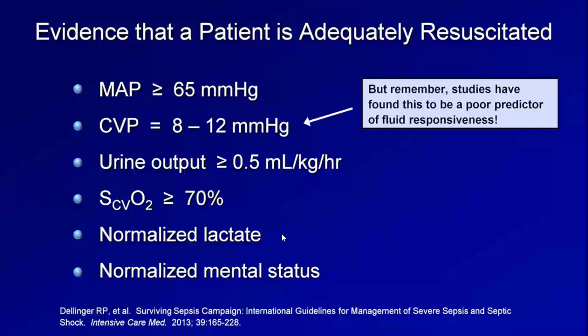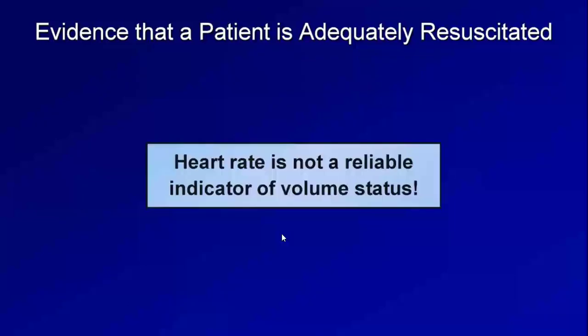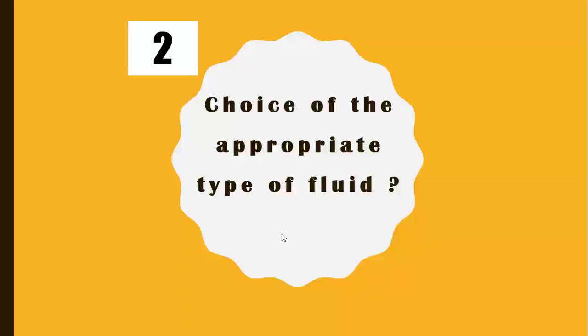But again and again, remember that studies have found this to be a poor predictor for fluid responsiveness, and the heart rate is not a reliable indicator of volume status. So to summarize the first part of the lecture, we prescribe IV fluids to resuscitate patients in shock in whom there is a hope for fluid responsiveness, not only according to the judgment of the volume status, hypovolemic, euvolemic, or hypervolemic. Let's start the main core of the lecture, objective 2, how to choose the appropriate type of fluid.